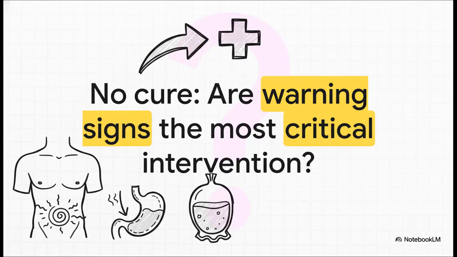So we'll leave you with this question to think about in your own practice. For a disease where we have no cure, no magic bullet, how does our ability to spot those warning signs early and accurately, that abdominal pain, the persistent vomiting, the fluid accumulation, how does that skill transform from just a part of the diagnosis into the single most critical, life-saving intervention we can possibly offer our patients?